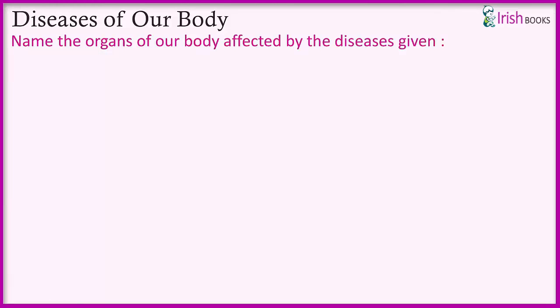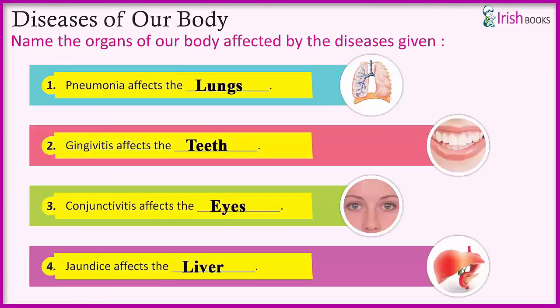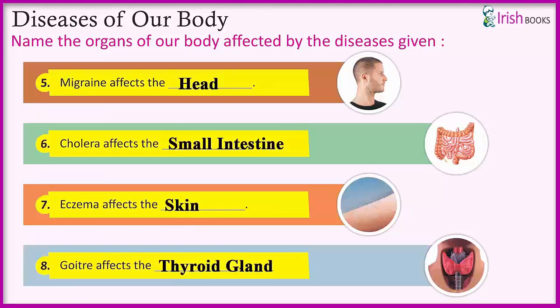Diseases of our body. Name the organs of our body affected by the diseases given. Our Constitution. Our country is a democratic country. In fact, India is the largest democratic country in the world. Our country is governed in accordance with certain rules and principles laid down in our Constitution.